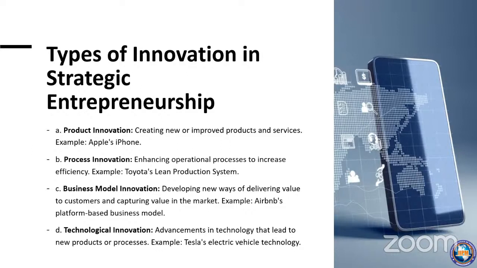Now I have process innovation, enhancing operational processes to increase efficiency. Example, Toyota's lean production system. Business model innovation. This business model innovation is actually an intriguing one, because if you have an innovative business model, there are chances that you innovate on your product, you innovate on your process, and you innovate on the technology involved in the whole business system. Okay, so business model innovation, developing new ways of delivering value to customers and capturing value in the market. Example is Airbnb's platform-based business model.